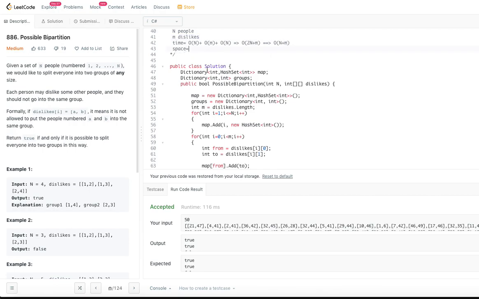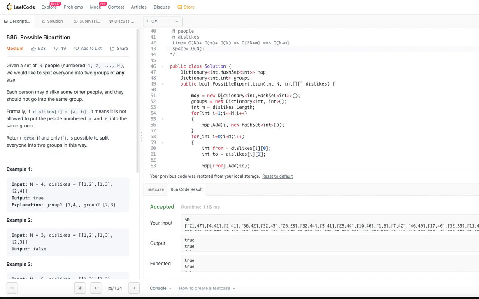Good. So now let's get back to the space complexity. Are we using any extra space here? Yes, we are using map and we are using groups. What is the space for groups? Groups is just, we are initializing n, right? Groups will be n, so order of n space.